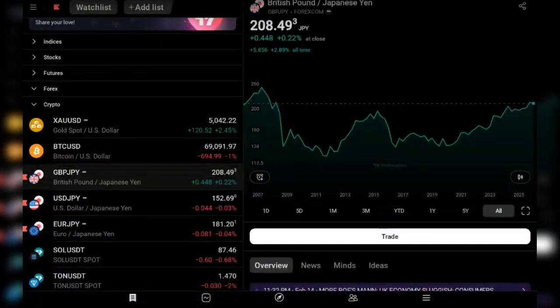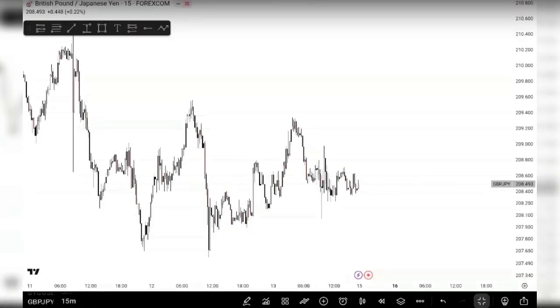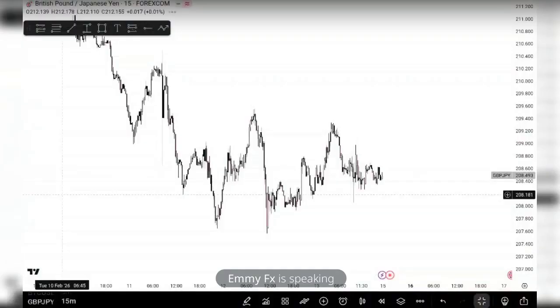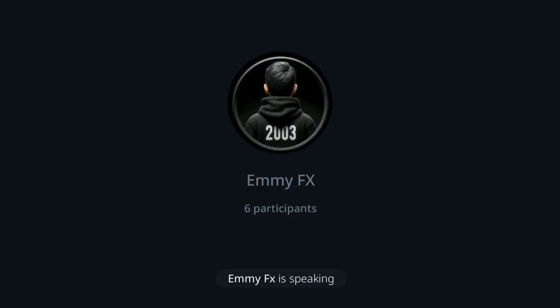Let me use GBP JPY. All right, so the last pair that we are going to analyze is going to be on BTC, but this is going to be the second to last pair I'm going to analyze. All right, so I'll love us to move to the daily time frame.